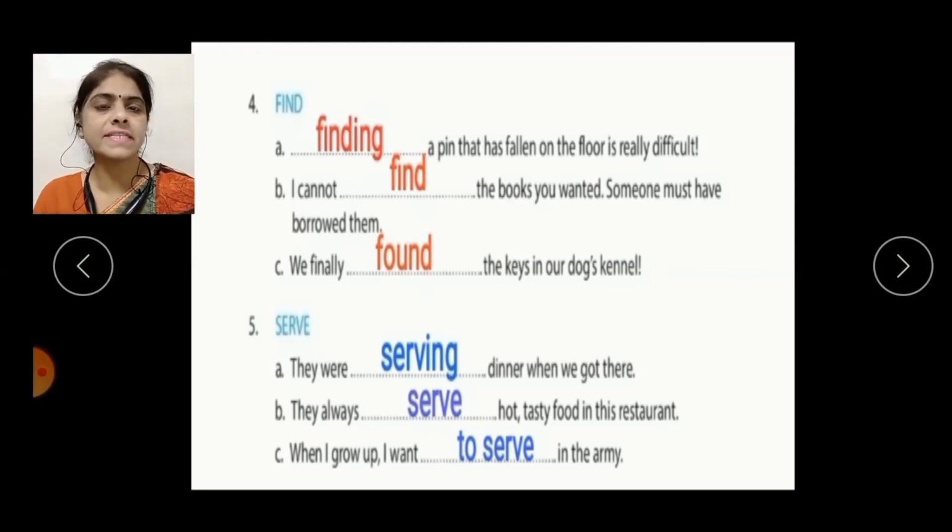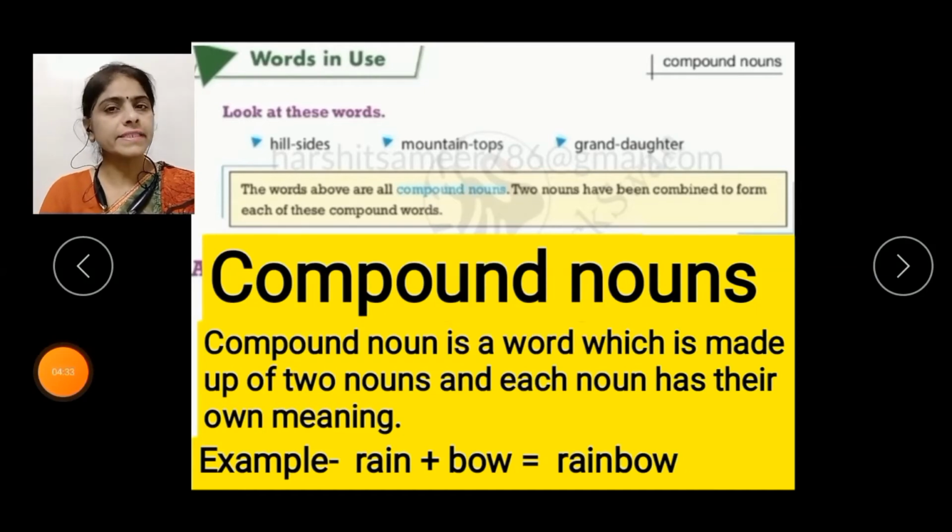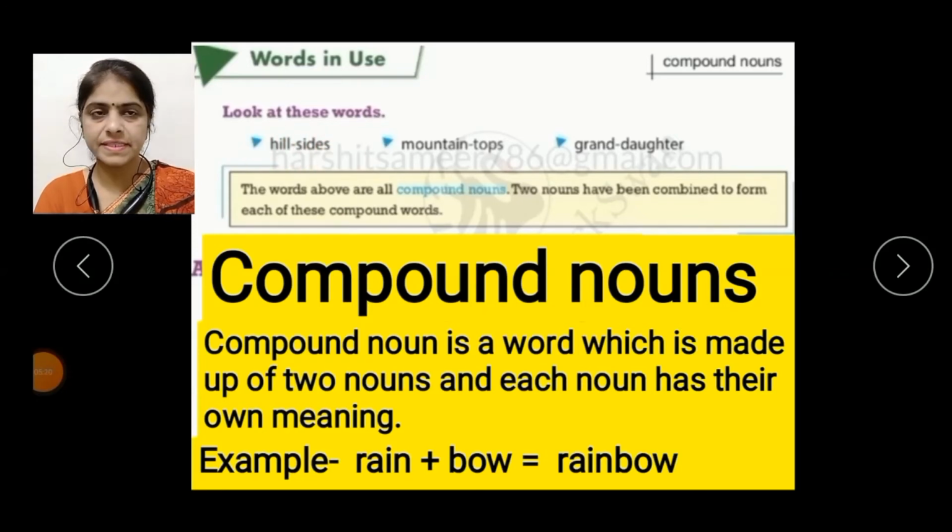Now let's have the next exercise, which is given on page number 42. This is words in use. In this exercise, we will learn about compound nouns. Let's have some examples first to understand compound noun. Students, here you can see hillsides, mountain tops and granddaughter. These are examples of compound noun. In these examples, you can observe that hill and sides, mountain and tops and grand and daughter, these all are nouns, separate nouns. When two nouns combine, they form a compound noun.